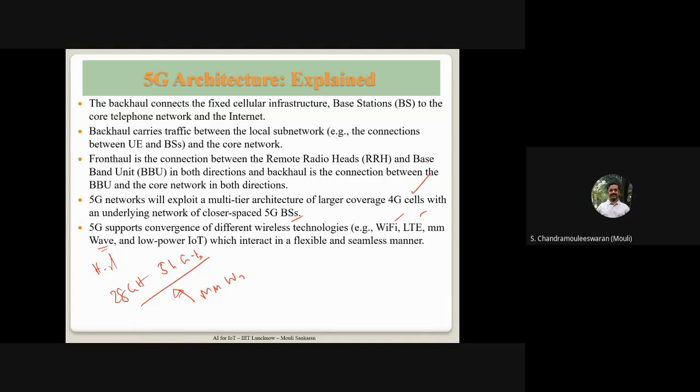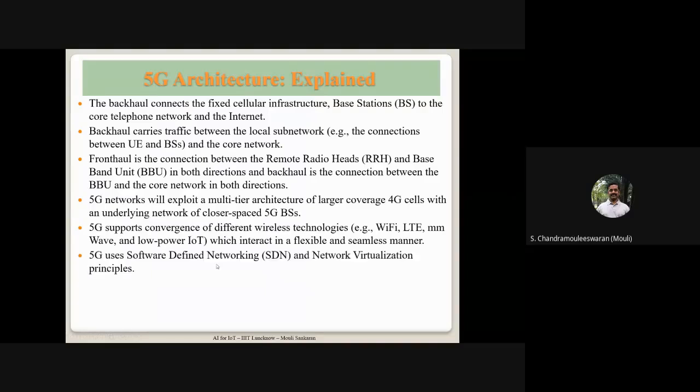Millimeter wave is because the wavelengths of these high frequency waves are in terms of millimeters. You know the relationship between f, lambda and c, the speed of light and then frequency of signal. So 5G uses software-defined radio networking. That means the whole network is software controlled.